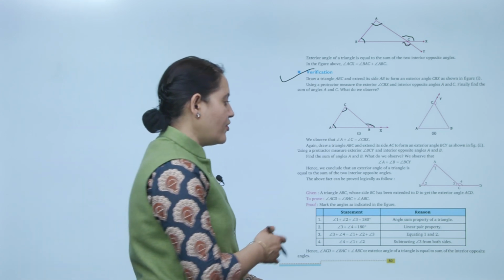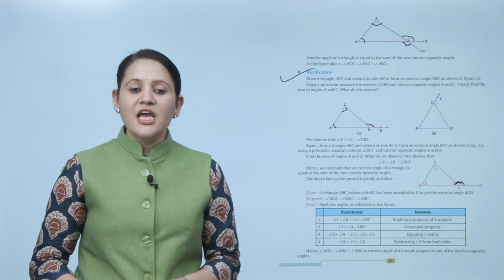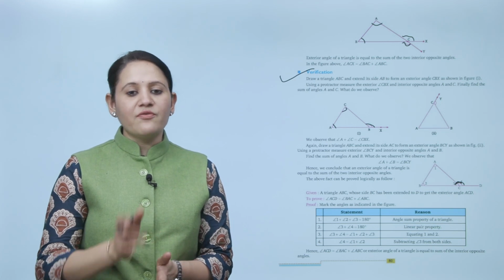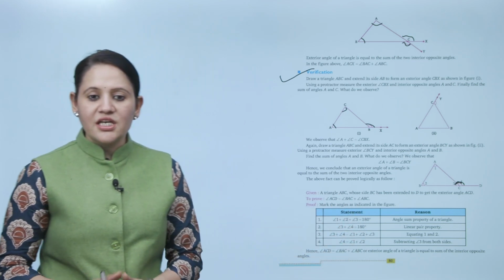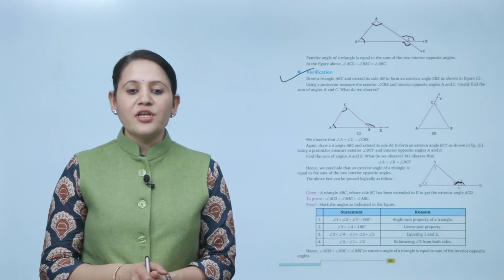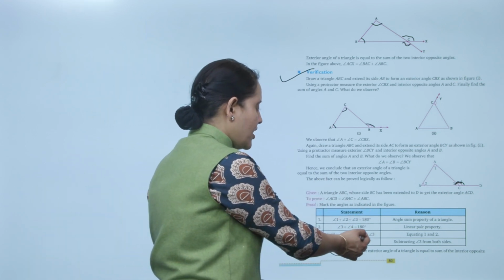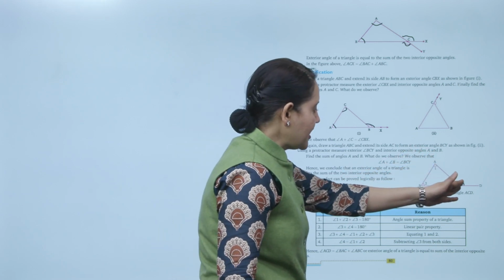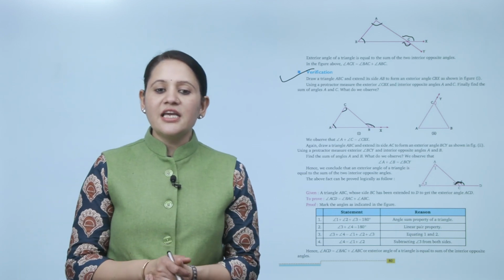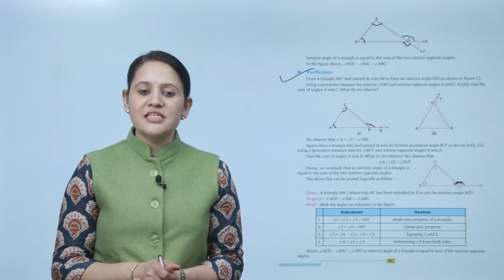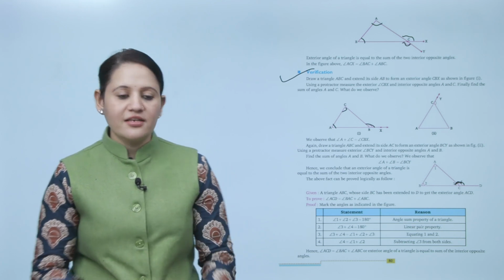Angle 3 plus angle 4 are a linear pair, which equals 180 degrees. Angle 3 plus 4 equals what? 1 plus 2 plus 3, since both equal 180 degrees. That means angle 4 equals what? Taking angle 3 to the other side, angle 3 gets cancelled. Angle 4 equals 1 plus 2, which means the exterior angle is equal to the sum of two opposite interior angles. Hence angle ACD equals angle BAC plus angle ABC, or the exterior angle of the triangle is equal to the sum of interior opposite angles.